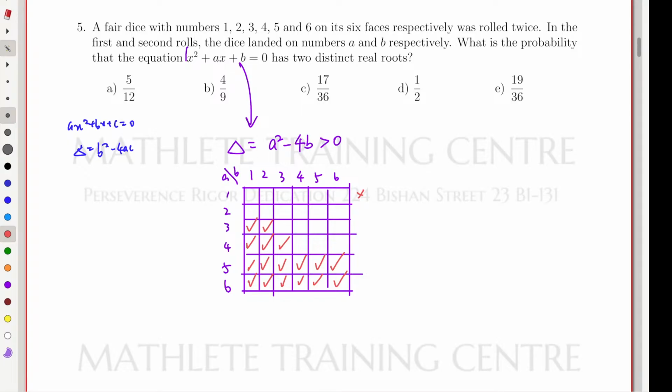So the ones that work here are these cases. By listing them out, we can see that exactly 17 of them are ticks. And the entire 6 by 6 is going to be 36 of them, isn't it? So the answer will be C, 17 over 36.